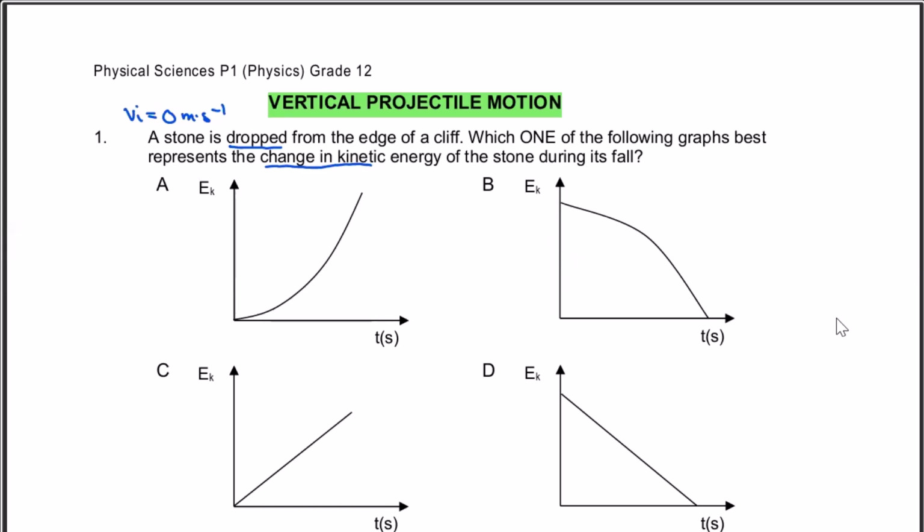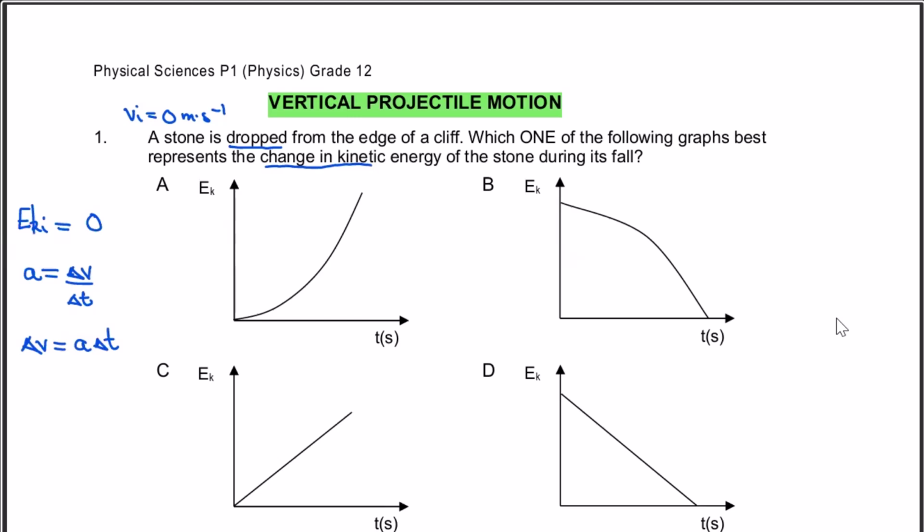So our initial kinetic energy is going to be 0, right? So I can say EK initial is equivalent to 0, like that. Then after that, as it falls under gravity, its speed increases. Hence, according to the definition of acceleration, acceleration is the rate of change of velocity. So making velocity the subject of the formula, I'm going to have v equivalent to a delta t, right?